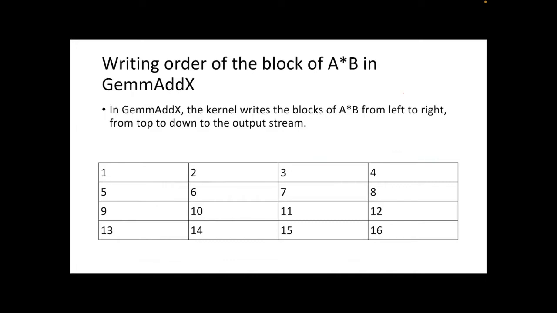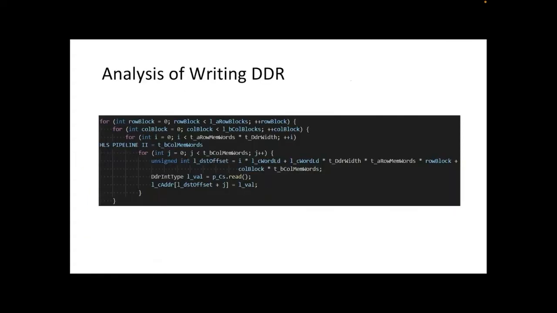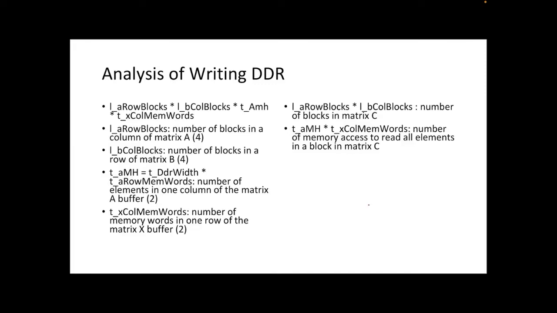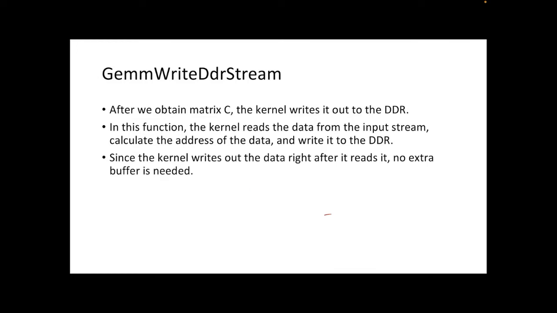Okay, the order of a block is also left to right and top to down. And after we complete the GMM multiplication, we just write it out to DDR. This is the time we write it out to DDR, which is the total size of matrix C, except you may divide by the DDR width, because you can write out many elements in one access. So the total elements divided by the DDR width. That's what we do with GMM write the DDR stream.